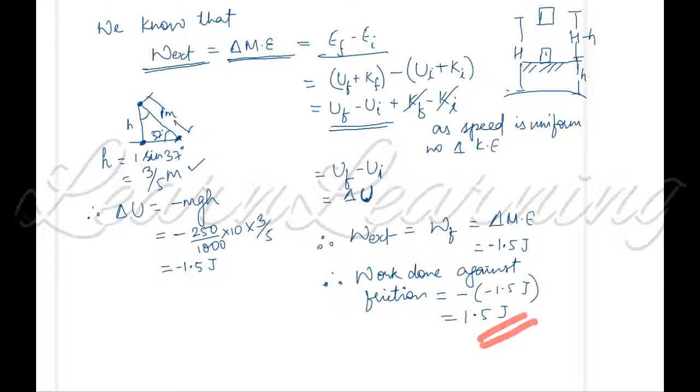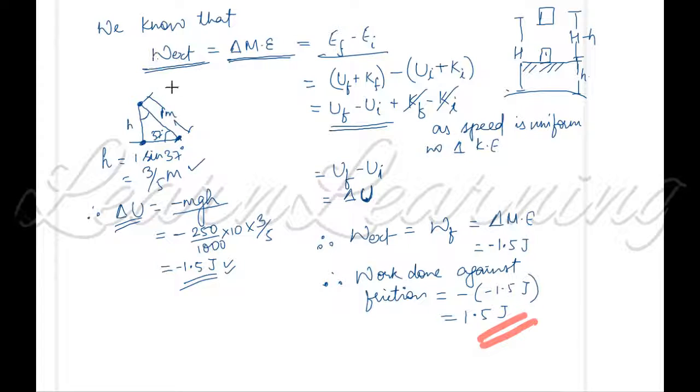So the potential energy of the block has now decreased. How much has it decreased? It will be minus mgh. That will be the change in potential energy here. So that will be equal to minus 250 by 1000 kg into g into h. That gives you a negative change in potential energy, because at this height the potential energy will be lower than at that height. So this gives the change in potential energy to be minus 1.5 joules.